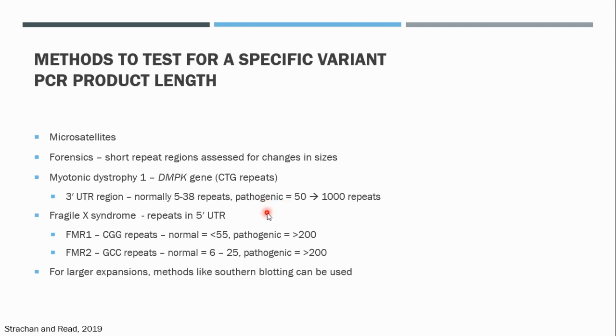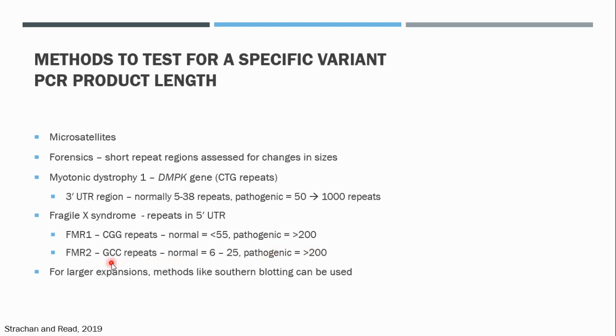Another disease that can be assessed using PCR product length is Fragile X syndrome. In Fragile X syndrome, there are repeat regions in the 5' untranslated region of two genes, FMR1 and FMR2. In the FMR1 gene, there are CGG trinucleotide repeats in the 5' untranslated region. In a normal patient, there are less than 55 repeats. However, patients who have Fragile X syndrome usually have more than 200 repeats in this region.